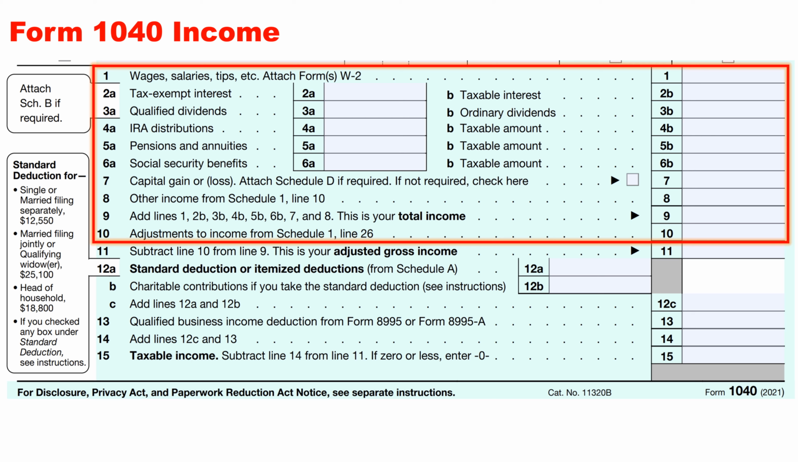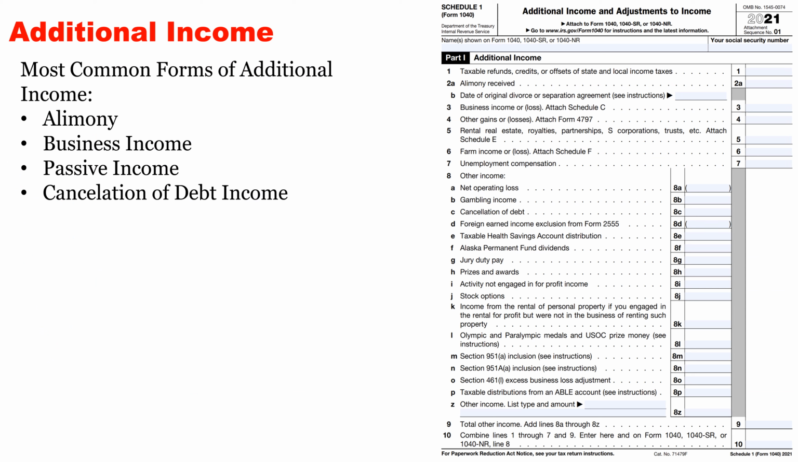Note that line 10 has adjustments to income, which is subtracted from your total income on line 9, yielding your adjusted gross income, or AGI, which is listed on line 11. The key to increasing your credit is by increasing your adjustments to income, so that your AGI will be lower, but not below your earned income. Other common forms of additional income include alimony, business income, passive income, and cancellation of debt income.